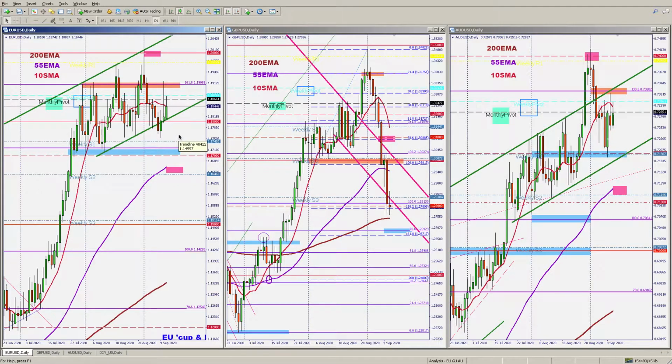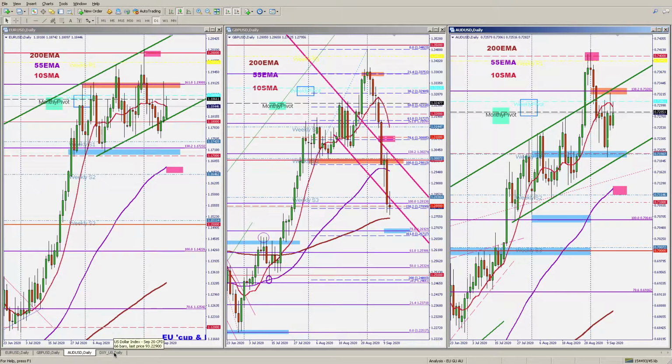This is the weekly analysis for the Euro, Cable and the Aussie dollar for the third week of September. And as you can see, of the three pairs, at least two of them, the Euro and the Aussie, have been consolidating, while the Cable suffered a massive drop over last week.